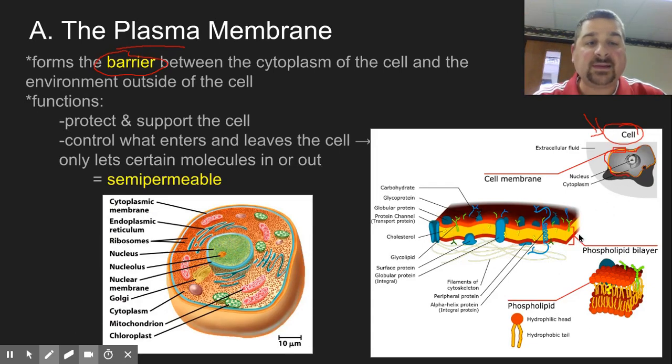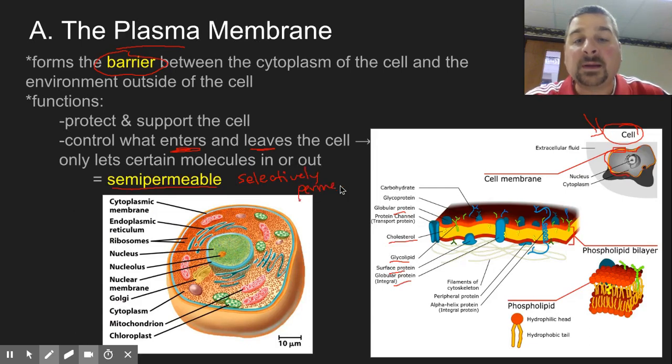It goes all the way around the cell, but it's not just like a plastic liner. It is actually very dynamic with a bunch of different parts that we're going to look at in a second. The important thing about that is it helps protect and support the cell, give it its shape, and it controls what enters and what can leave the cell. Because it lets some things in and out, but not others, we often say it is semi-permeable, or sometimes you'll see it as selectively permeable. You need to be familiar with those two terms, semi-permeable and selectively permeable, only letting certain things in and or out of the cell.